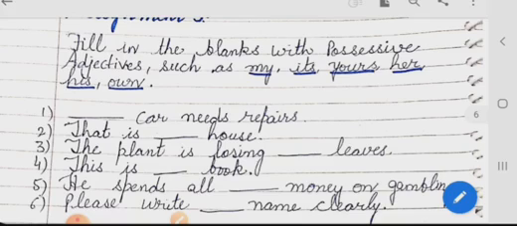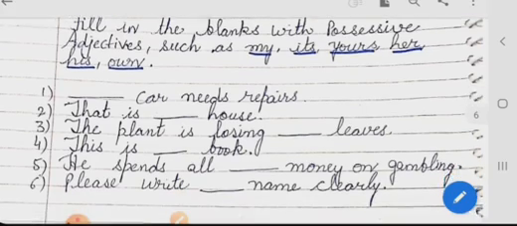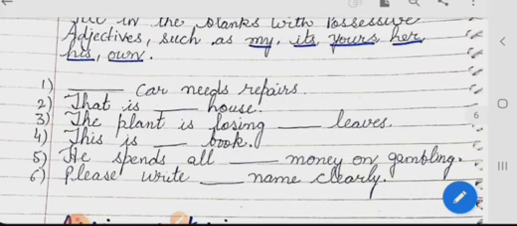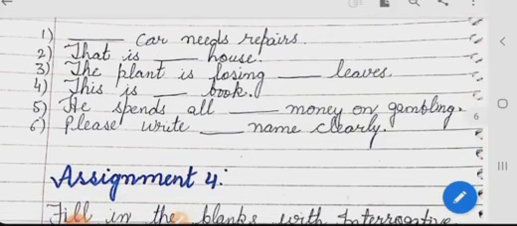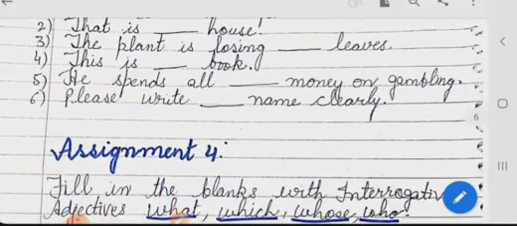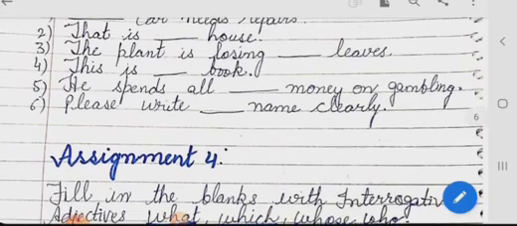Dash car needs repairs. My car. That is dash house. Her house. The plant is losing its leaves. Its leaves. This is dash book. Your book. He spends all his money on gambling. Please write your name clearly.